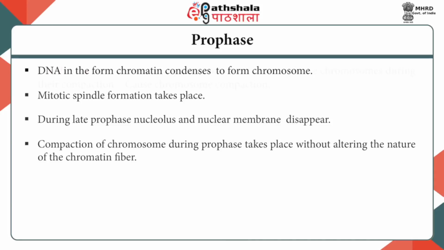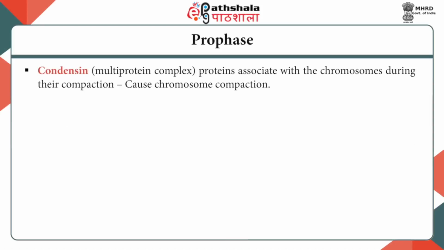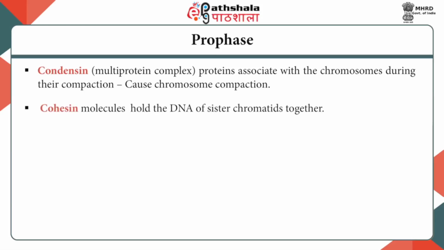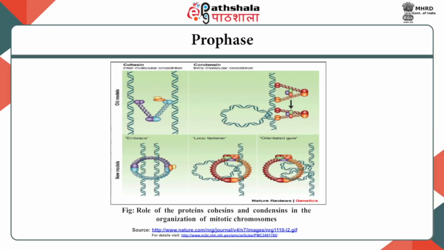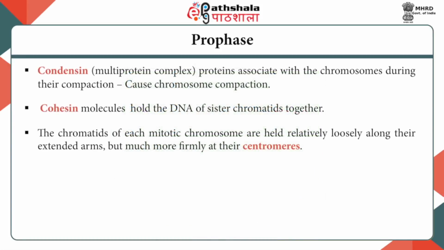In this phase, condensin, a multi-protein complex, associates with the chromosomes, causing their compaction. It forms arrays around supercoiled loops of DNA within chromatin, and another protein, cohesin, also plays a very important role in holding the DNA of sister chromatids together. So, as you can see in this slide, condensin is an intramolecular crosslinker, and cohesin is an intermolecular crosslinker. So, ultimately, the chromatids of each mitotic chromosome are held firmly at their centromeres and relatively loosely along their extended arms.